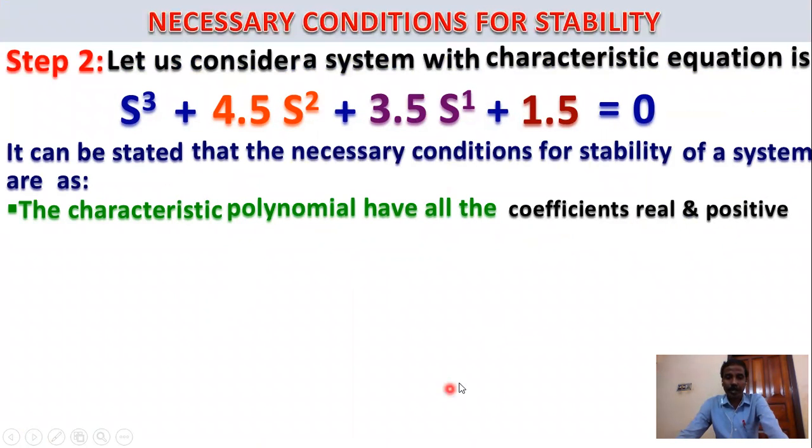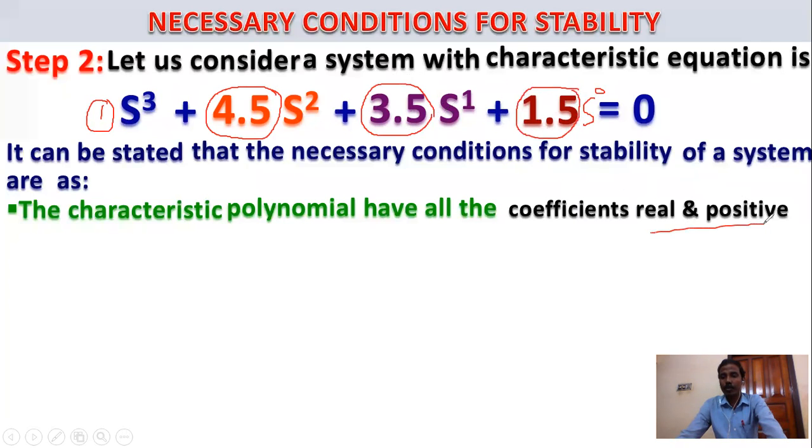That means s cube coefficient 1 is real and positive. Similarly, s square coefficient 4.5 is also real and positive. S to the power 1 coefficient 3.5 is also real and positive. S to the power 0 coefficient 1.5 is also real and positive. So the first condition is satisfied.